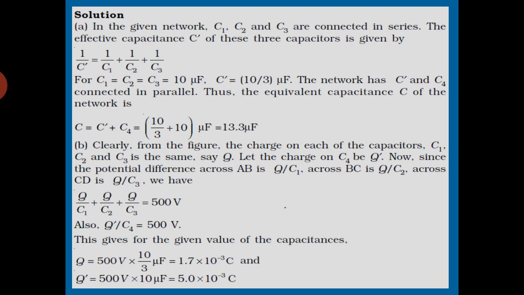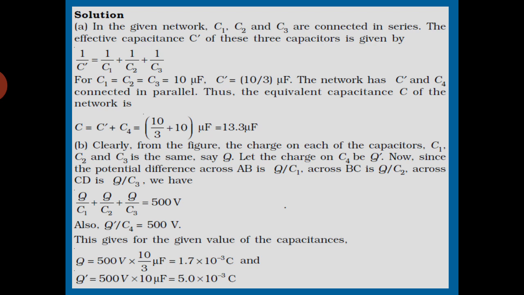Let us say the charge on each of these three capacitors is Q. As their capacitance is C1, C2 and C3 respectively, the potentials on each of these capacitors in series combination will be Q by C1, Q by C2, Q by C3. When they are added, it will equal the net potential being applied across the system. It is given to be 500 volts. So Q by C1 plus Q by C2 plus Q by C3 is equal to 500 volts.